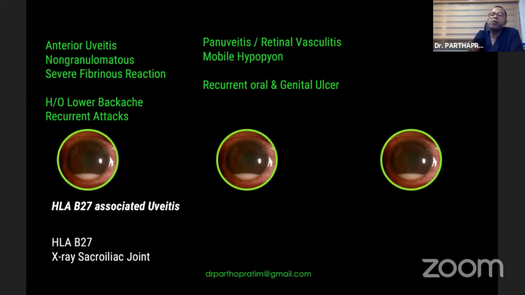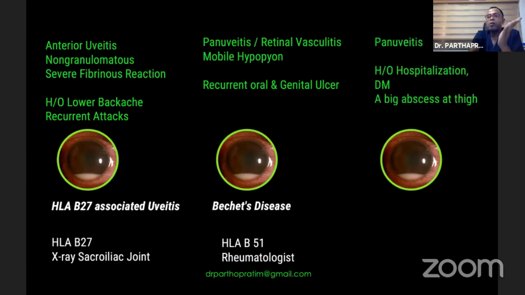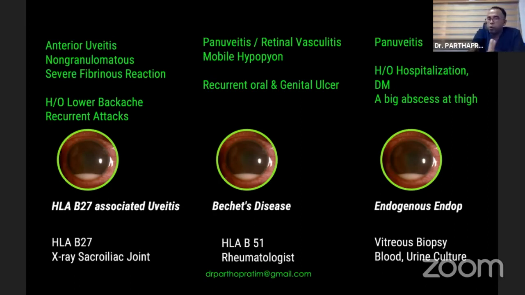The second one, panuveitis, can have retinal vasculitis, mobile hypopyon, and recurrent oral and genital ulcers. So in this case, you can simply do some tests, send to a rheumatologist and make a diagnosis of Behçet disease. The third one can present as a panuveitis, can give you a history of hospitalization, can give a systemic association like diabetes mellitus, and can give you a history of septic foci also. So in that case, you have to do a vitreous biopsy, send blood and urine for culture, and it will be a case of endogenous endophthalmitis.